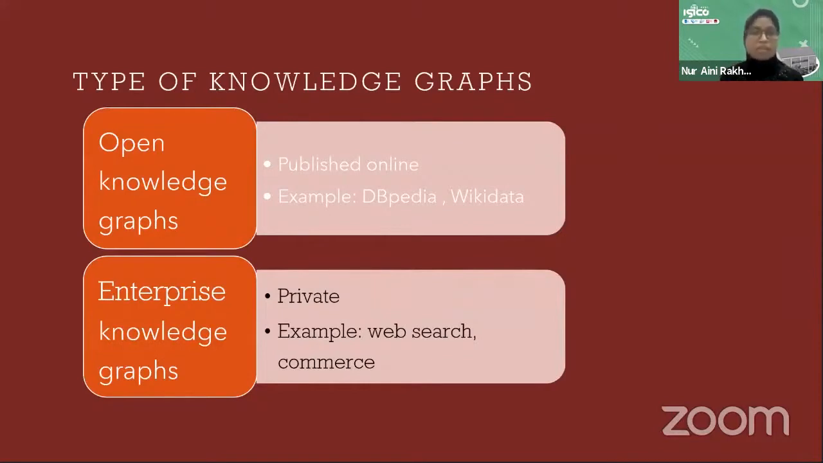Okay. So the types of knowledge graph, there are two types. The first is the open knowledge graph.